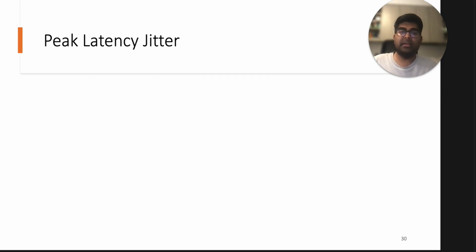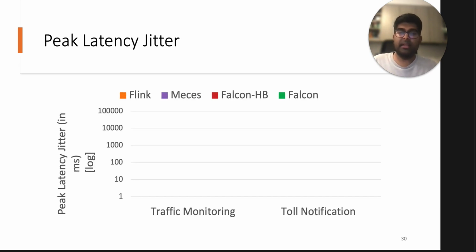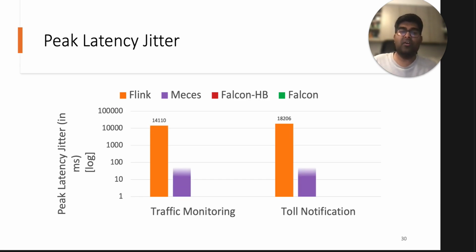The second metric is peak latency jitter. This metric intuitively measures the height of the spike, whereas in the previous one we were looking at the width of the spike. For this metric, we can see that Flink again has the highest peak because of the full restart approach. The peak latency of Mises though is much lower as it was able to spread the impact of reconfiguration over a longer period.